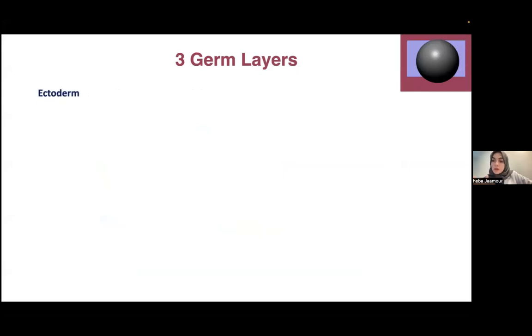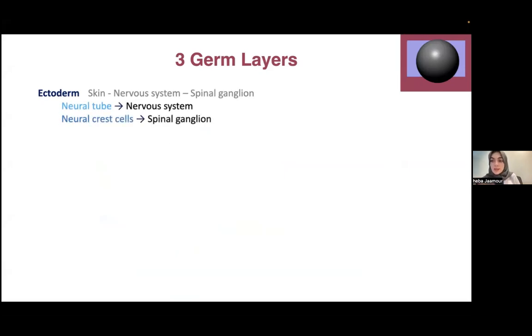Starting off with the ectoderm, which is the outermost layer, it gives rise to the skin and the nervous system, because as you saw, it gives rise to the neural tube and neural crest cells, and the spinal ganglia. Again, the neural tube gives the nervous system, and the neural crest cells give the spinal ganglia, okay? To summarize: ectoderm, skin, nervous system, spinal ganglia.